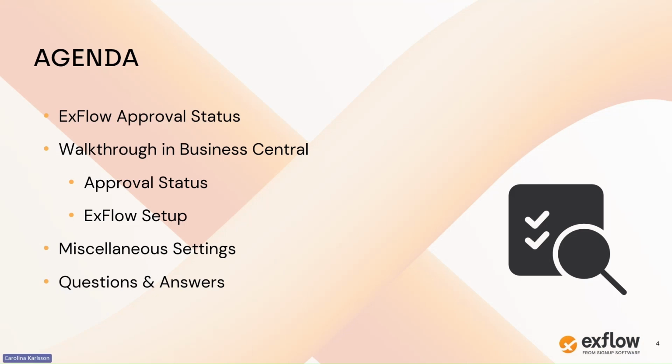This is the agenda for today. We will first have a short intro of approval status and what it is. And then we will do the walkthrough in Business Central and look at approval status there, and also some of the settings in ExFlow Setup. And then we will look at some settings on the PowerPoint as well in the end. And we will also look into how, for example, if someone writes a comment, where can you see it, and so on. And then in the end, we will do the question and answers as well.